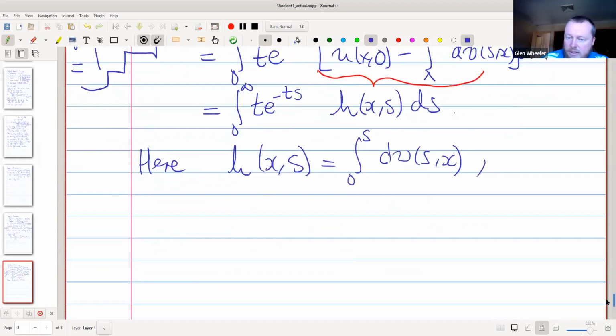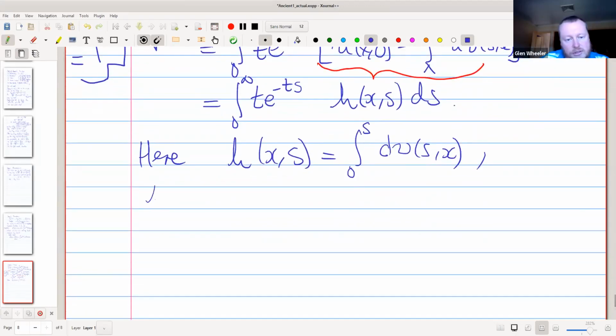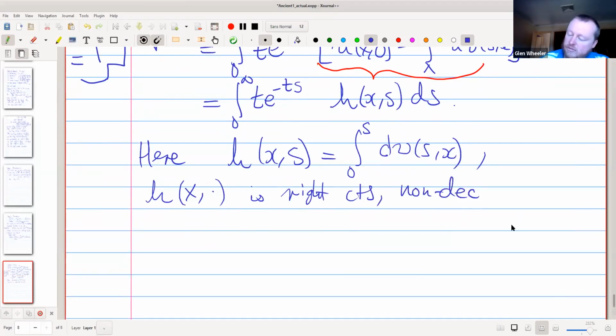And then here I want d nu s x. So that's true. What can we say? We can say h is continuous. If we fix an x and think about it as a function of one variable, it is continuous from the right, so you can say right continuous. It's non-decreasing because the Borel measure is non-negative. And that's all I want to say.